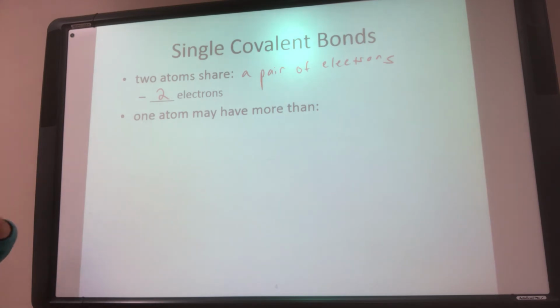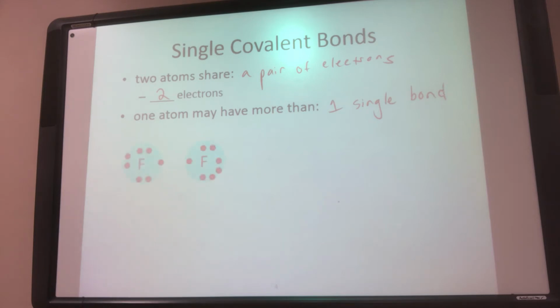Now, when I say that an atom is going to share 2 electrons, that doesn't mean that an atom can only have one single bond, and that's it. An atom may have more than one single bond. Okay? But a single bond is 2 electrons.